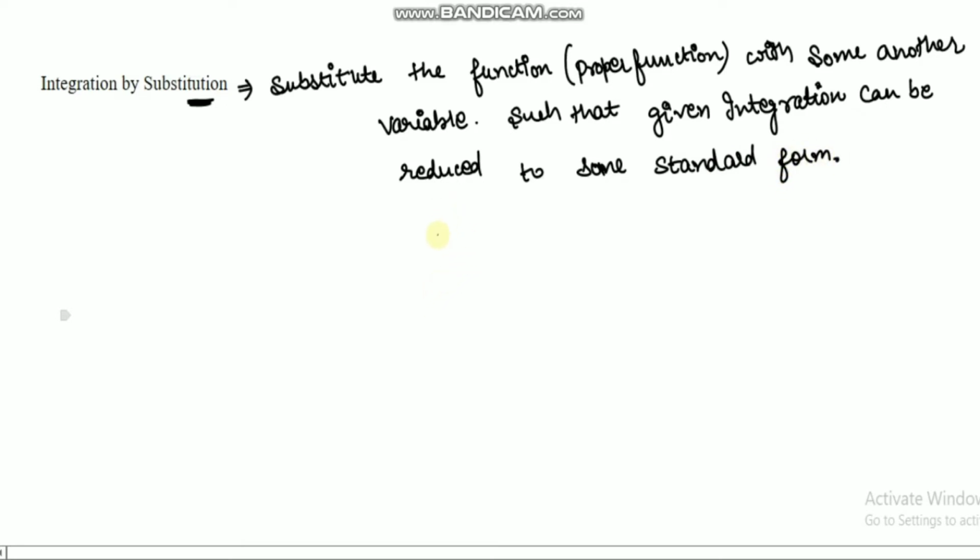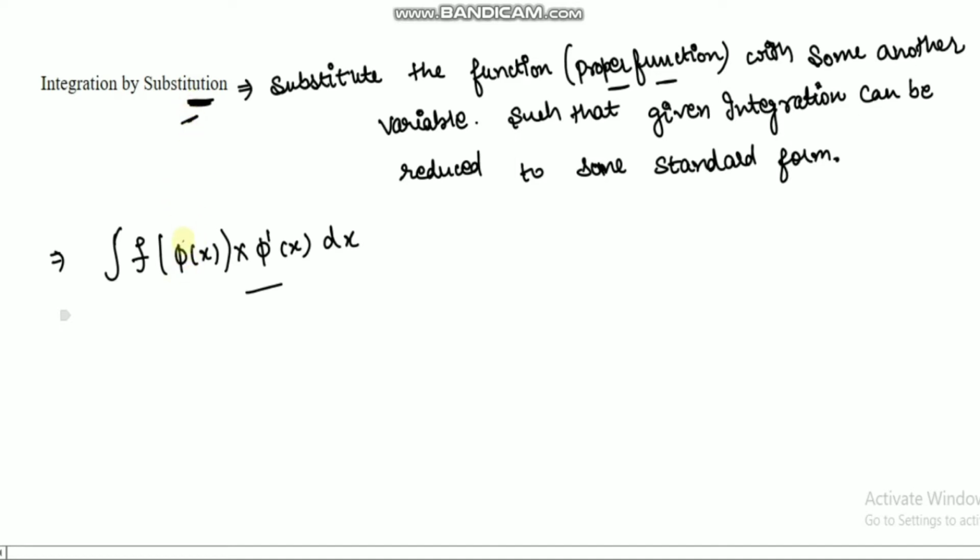And the question is, how can we do that? How can we find that proper function? So let's take some examples to overcome this problem. First, let's elaborate this definition in mathematical terms. We can have f of phi of x into phi dash of x dx. If we have that kind of function, then we can use the method of substitution.